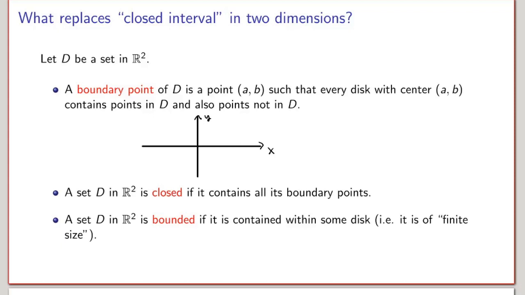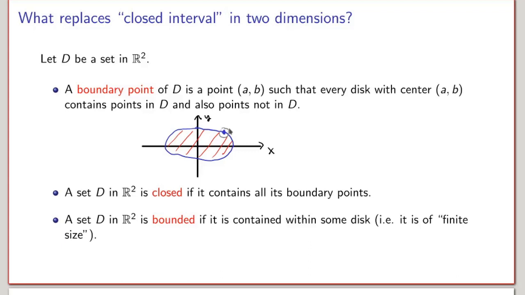First I need to define the idea of boundary points for a set. A boundary point is a point such that every disk which is centered at this point will contain points that are inside the set and points that are outside the set. So if I have a blue curve here in R^2, and I take my set to be all the points inside the curve, then the boundary points of the set will be precisely the points on the boundary. Because if I have a point here on the blue curve, and if I sketch any disk around this point, then there will be points in the disk that are outside the set and points that are inside the set.